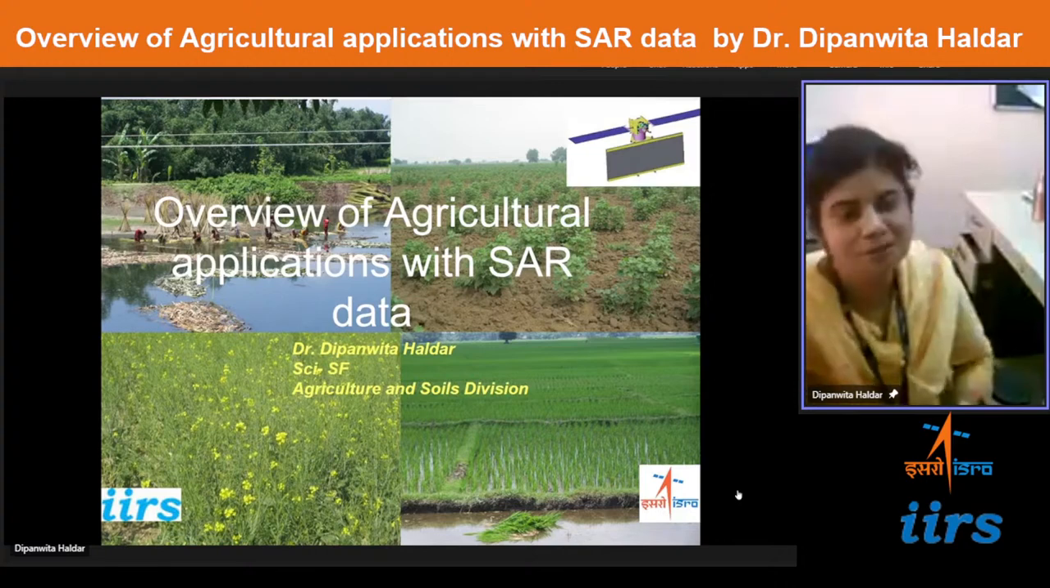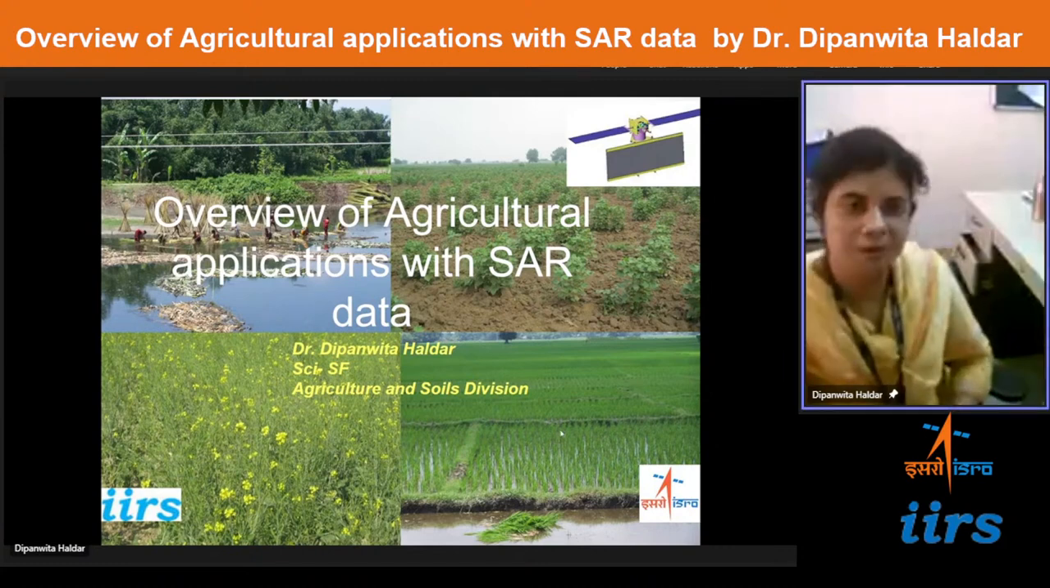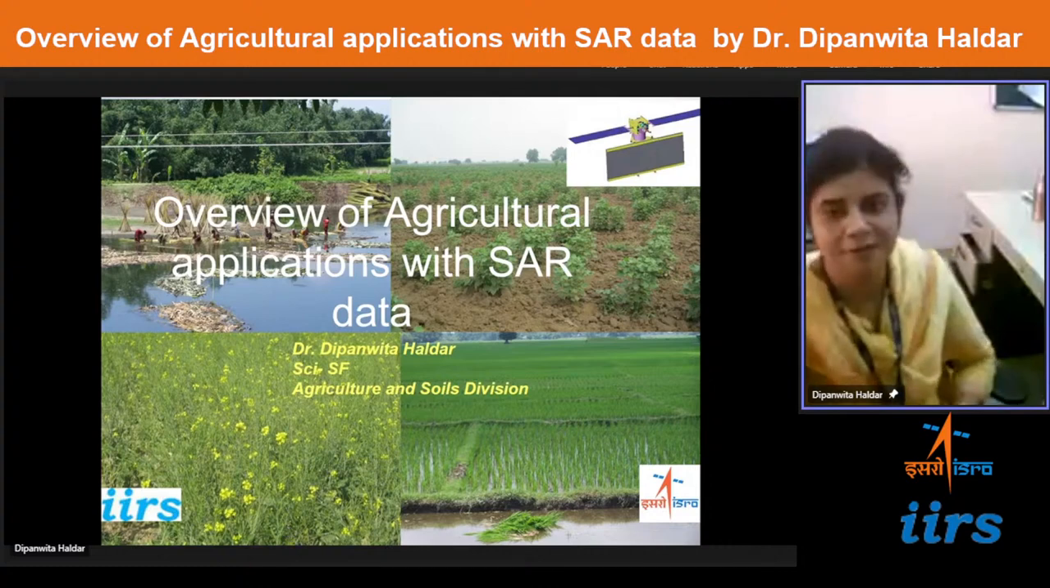Till yesterday's class, most of you have understood how agricultural applications are done with the help of remote sensing data, particularly the optical data, the thermal data, and so on and so forth. So today we'll emphasize the applications with active microwave remote sensing, particularly the SAR data.